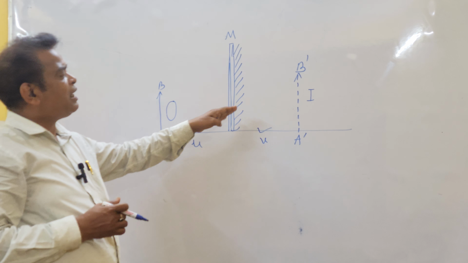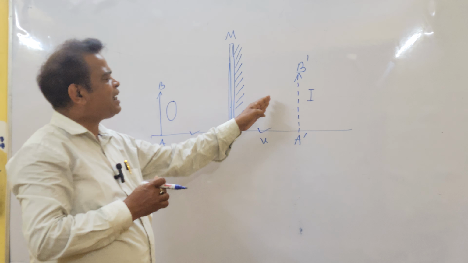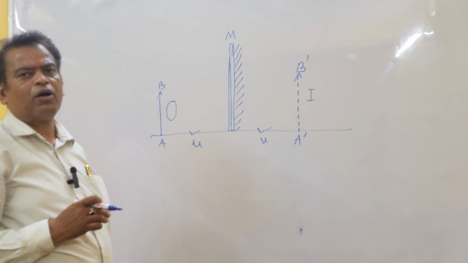Here we have to take its double distance. So the speed will be double. In calculation, it will be double.